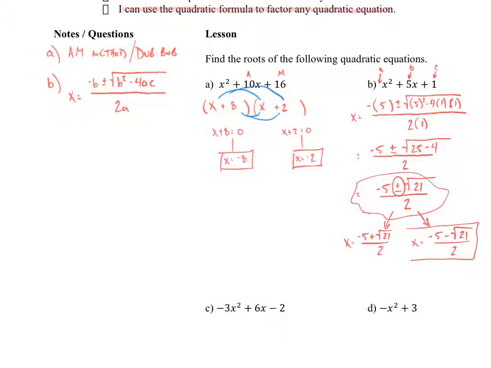This, if you punch it into a calculator, will be a really ugly decimal, and so will this. But you never could have guessed that these were the answers by using double bubble. You'd have to be a genius to know that these are the 2 things that multiply to 1 and add to get 5, right? So you couldn't do that. All right, so you do need the quadratic formula.